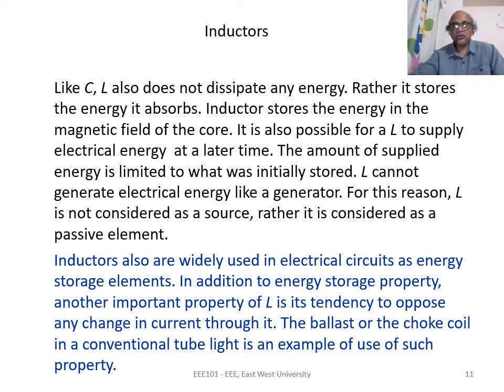Inductors are also widely used in electrical circuits as energy storage elements. In addition to the energy storage property of the inductance, it has another interesting property. The inductance has a tendency to oppose any change of current. If the current wants to change rapidly, the inductor develops a voltage across it and opposes the current. The ballast or the choke coil in a conventional tube light is an example of use of this property of the inductance.